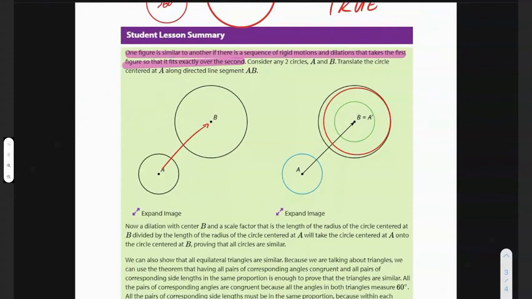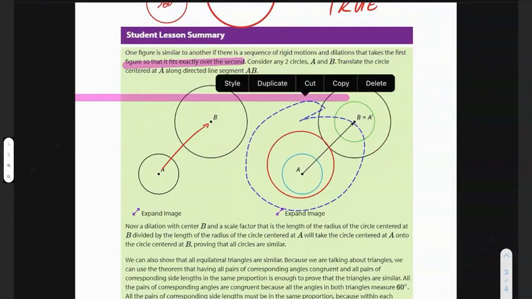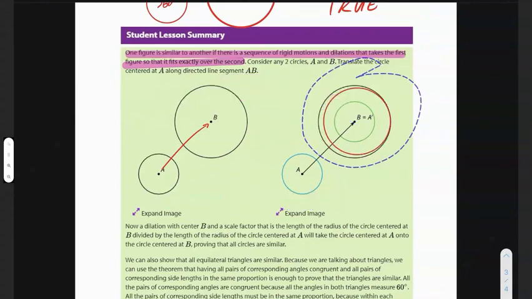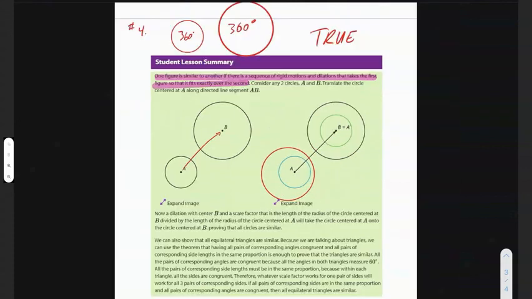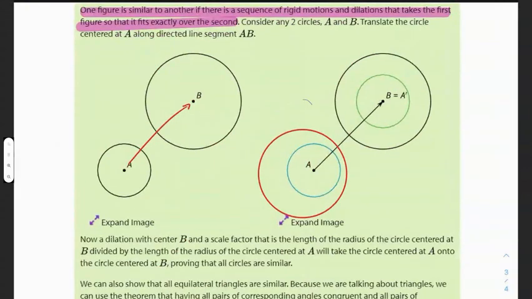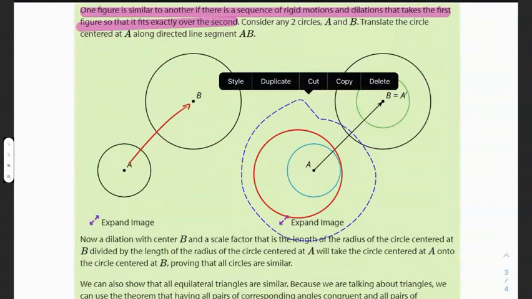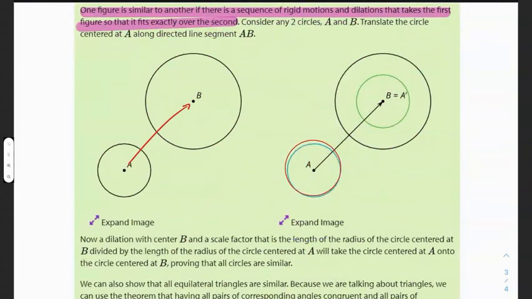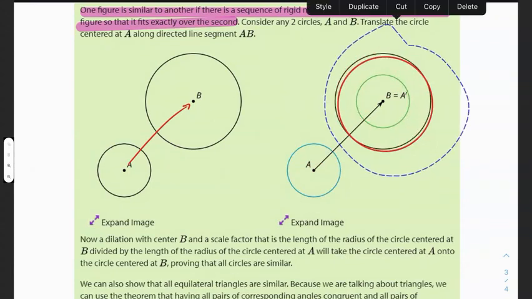Can I do that? Let's see if I can do that. Hold on. Ooh, that's not what I wanted to do. There we go. Oh, no, no, no. That's not what I wanted. There we go. So you're here, you dilate, and then, I'm sorry, not dilate, you translate, right? So here you are. You translate over, you dilate, and ta-da, right?